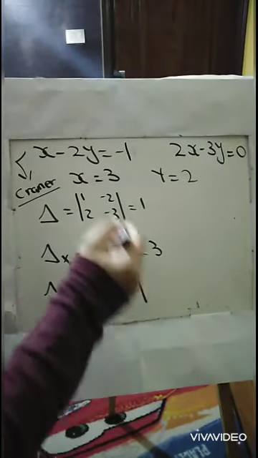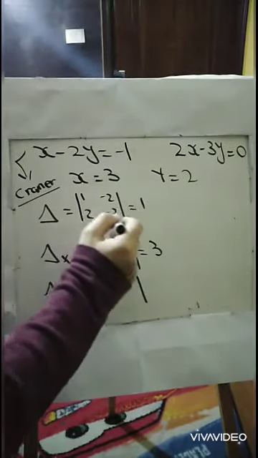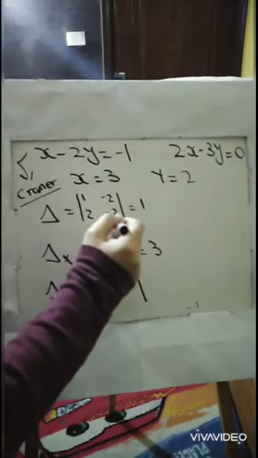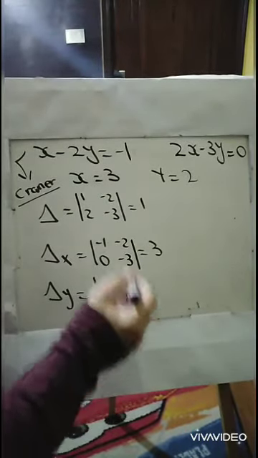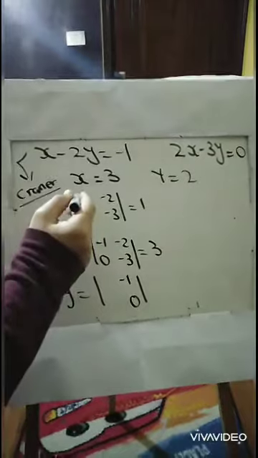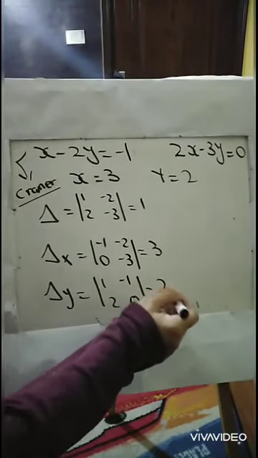Finally, delta y. Instead of the coefficients of y, I'm going to write negative 1, 0, which is the result, and leave x as it is, which was 1 and 2. And when you find the value, it will give you 2.